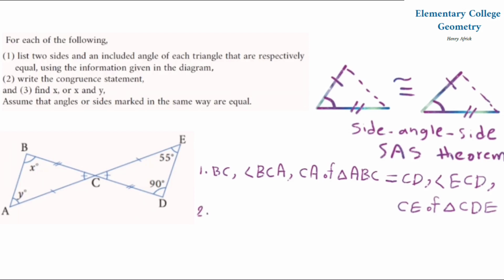So due to the side angle side theorem, these two triangles are congruent. So the triangle ABC is congruent with the triangle CDE. Now we can find x and y. So x equals 90 degrees and y equals 55 degrees.